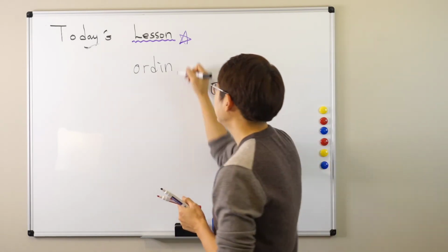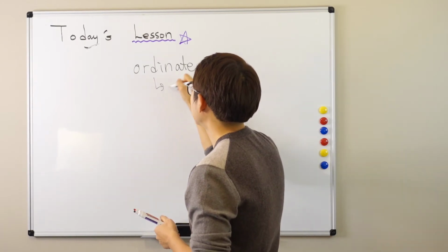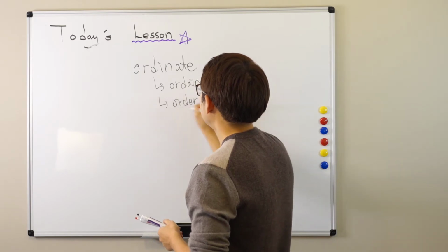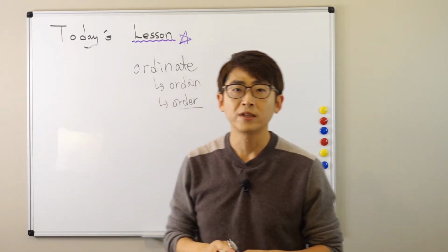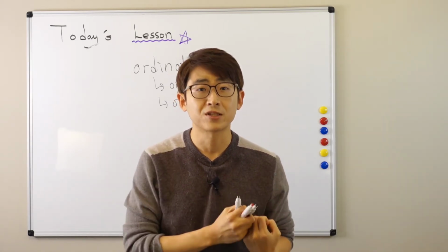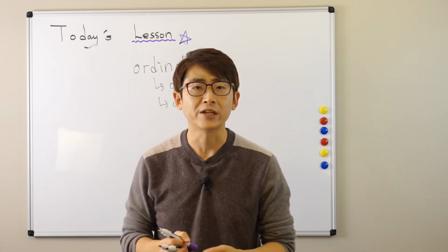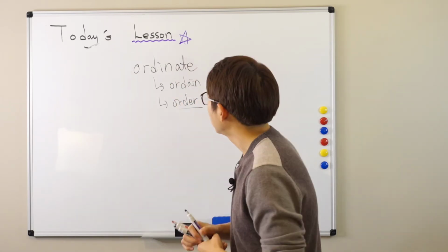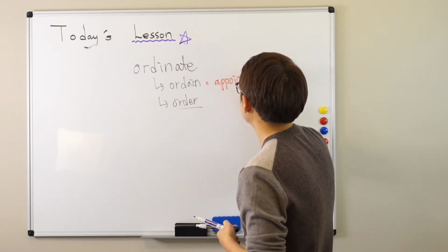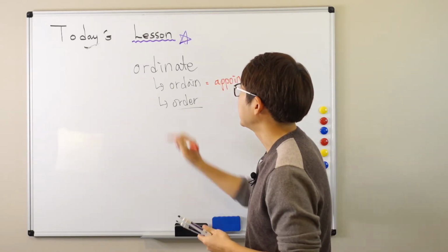Okay? Another example I want to do today is ordinate. Okay, ordinate comes from a word ordain or order. Everybody knows what an order is. Orders are commands or words to give me directions. So I gave you orders to do your homework. I gave you orders to come here right away. And ordain means appoint, give someone a position. So that's what ordinate means.